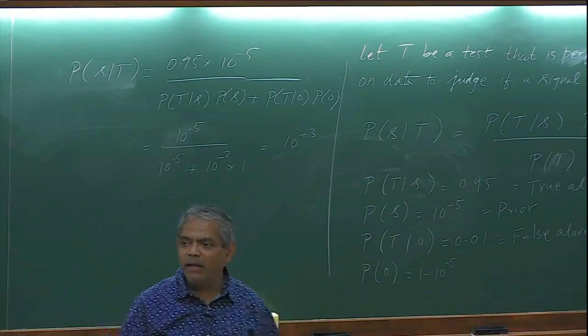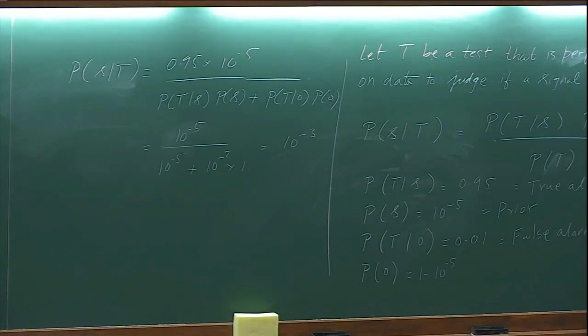That's the reason why having a good test is not good enough, but you also have to have a low false alarm probability. That is something that LIGO achieves by having a very high threshold for detection. And we will do a simple exercise illustrating that later.